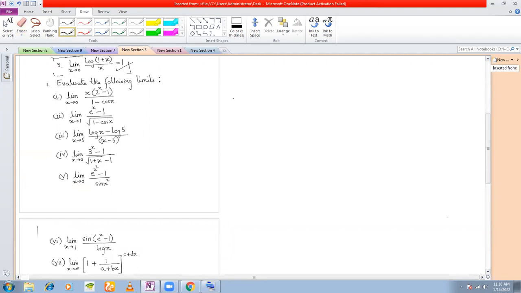Number 4. Question here is the given limit x tends to 0, 3 to the power of x minus 1 by root 1 plus x minus 1. Okay. So you see an irrational component in the denominator, so you rationalize it. Limit x tends to 0. You multiply the numerator and denominator by the rationalizing factor, which is root 1 plus x plus 1.